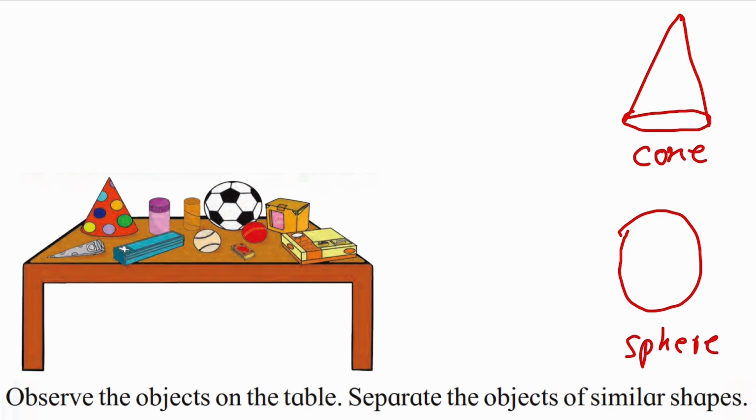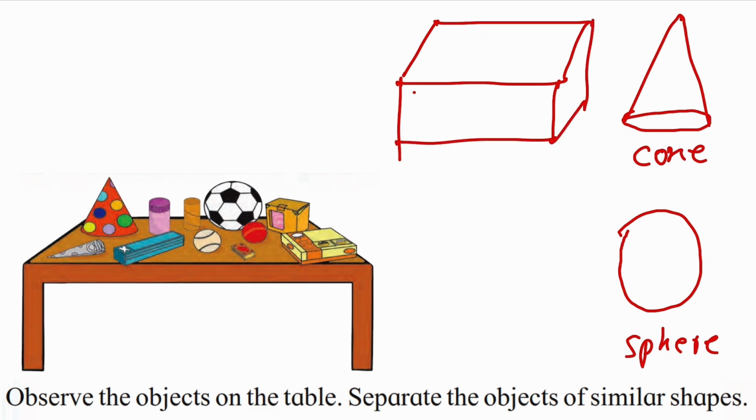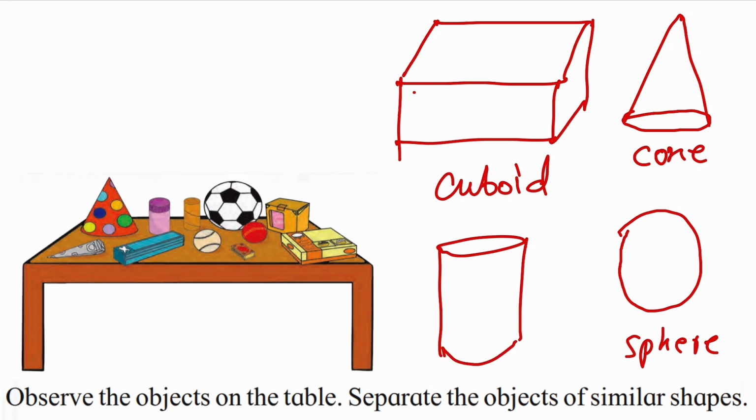If I tell you to separate the objects which have the shape like a cuboid or parallelopiped, then you will say a mithai box and this box, these have the shape like a cuboid. And if I tell you to give me the things which have the shape like a cylinder, then what will you do? You will separate these things. Okay, so this jar and these have the shape like a cylinder.